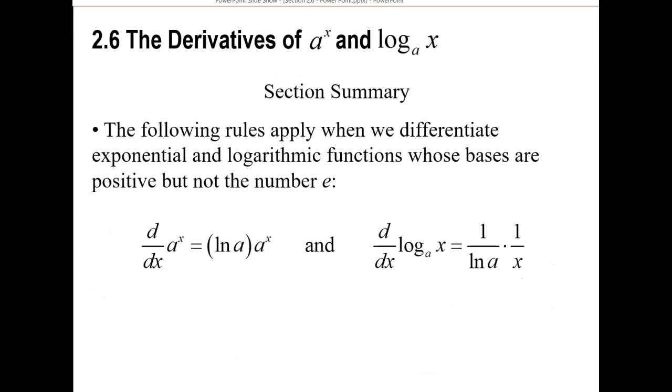All right, so here's our summary. The following rules apply when we differentiate exponentials and logs whose bases are positive but not the number e. The derivative with respect to x of a to the x is natural log of a times a to the x. The derivative with respect to x of log base a of x is 1 over natural log of a times 1 over x. Okay, and that is the end of section 2.6, and that concludes the end of chapter 2.